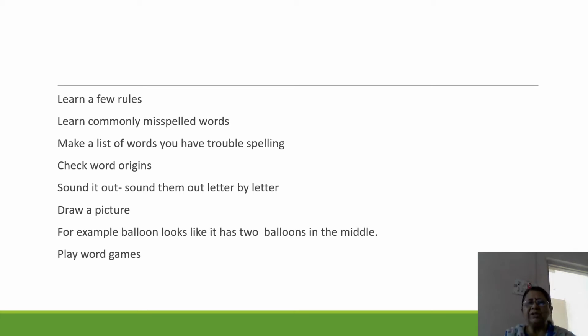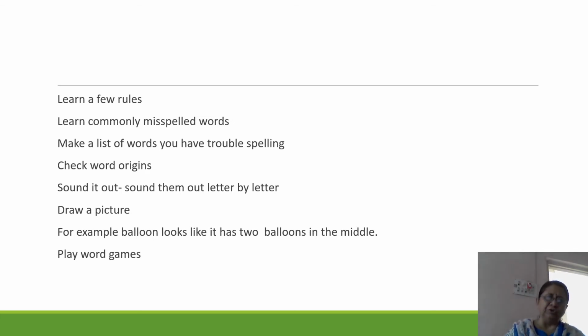Sound it out, sound them out letter by letter. This again is very important. Some words you need to learn by sound, so you can say the word loudly and then say the sounds letter by letter. Like you must have seen small children learning cat. They say K, A, T, cat. They learn it by sound. And then later on they learn C-A-T. K, A, T is then changed to C-A-T.